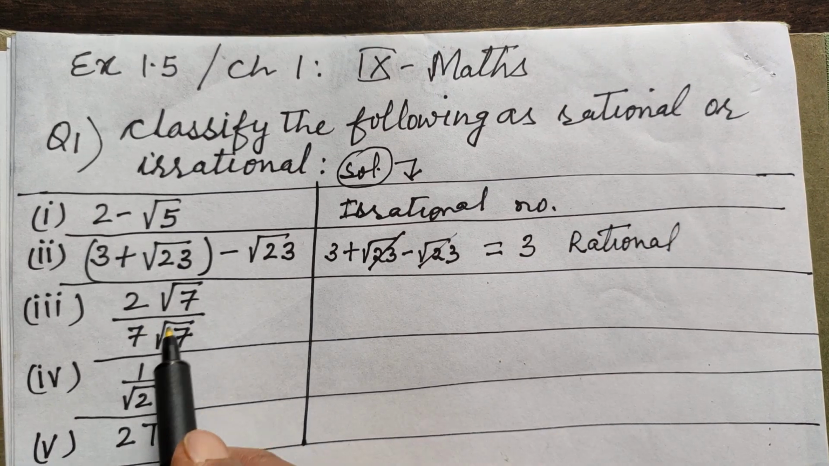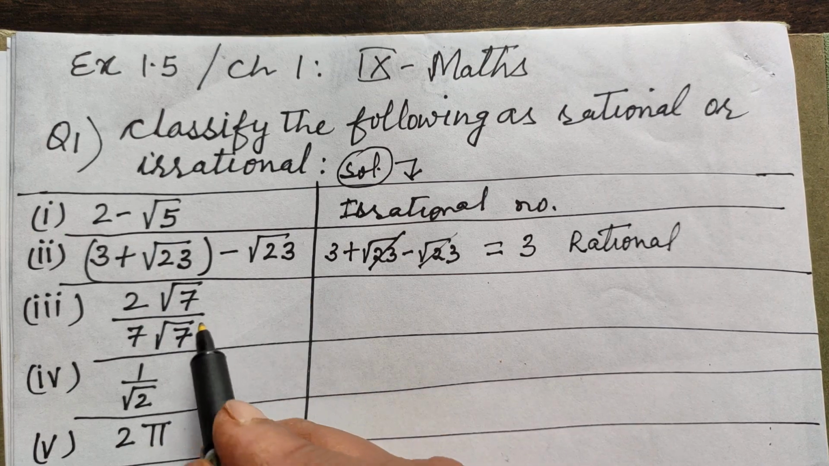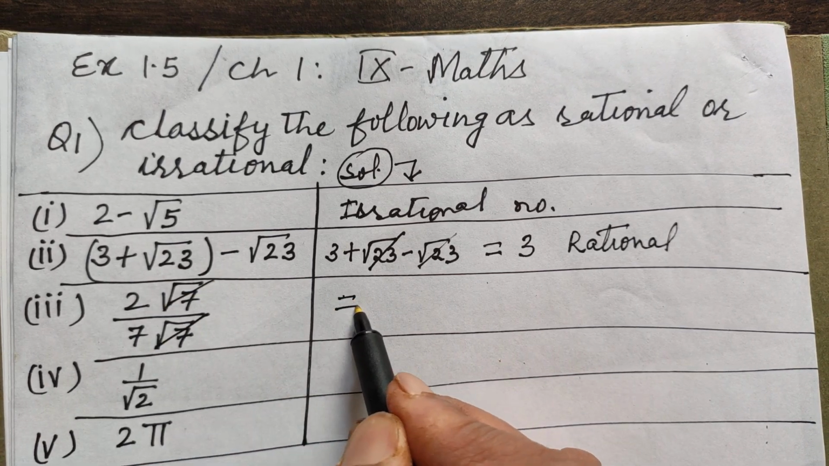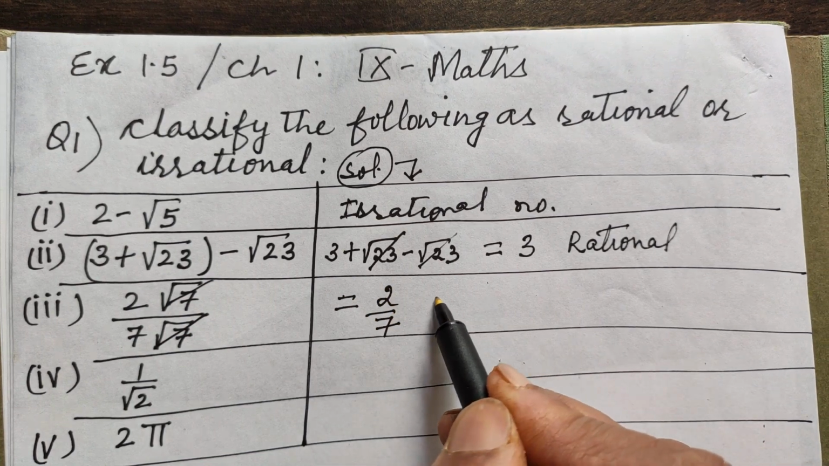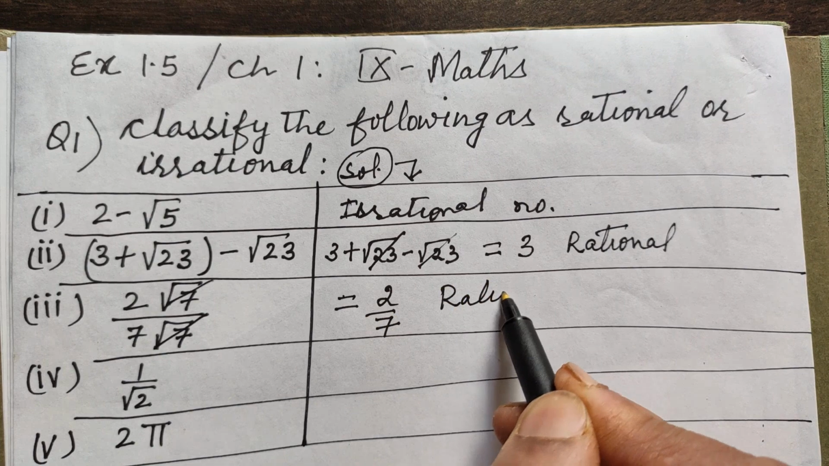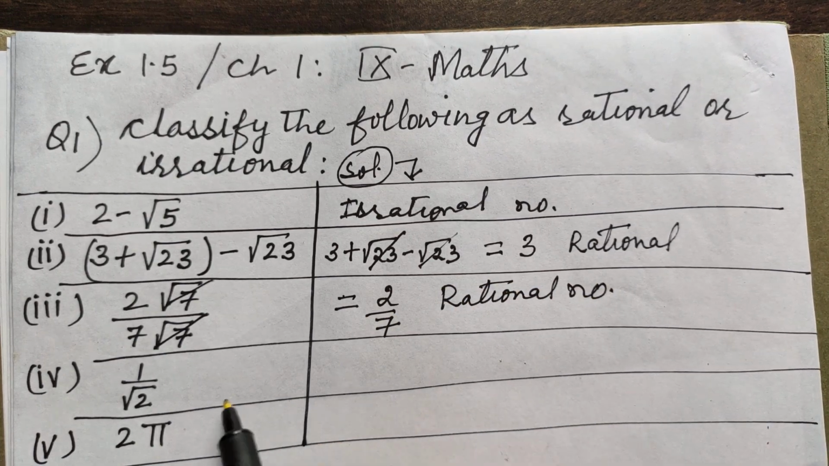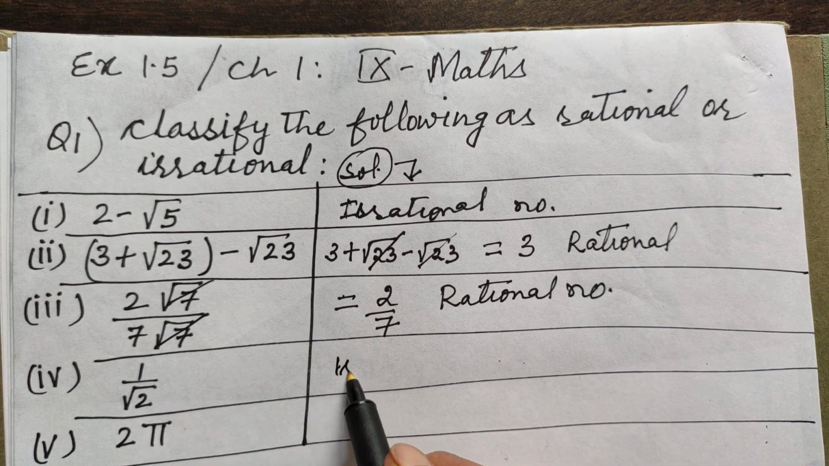2 upon root 7, 7 upon root 7. So here you see root 7 and root 7 can be cancelled. So your number is equal to 2 by 7, which is a perfect form of a rational number. 1 upon root 2 is an irrational number.